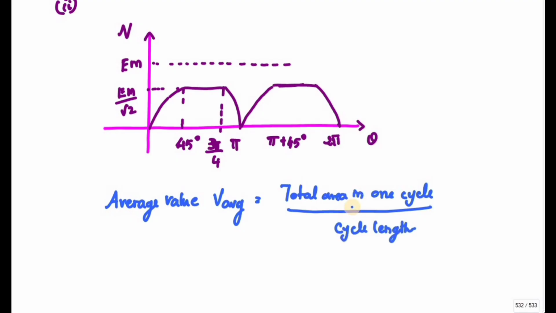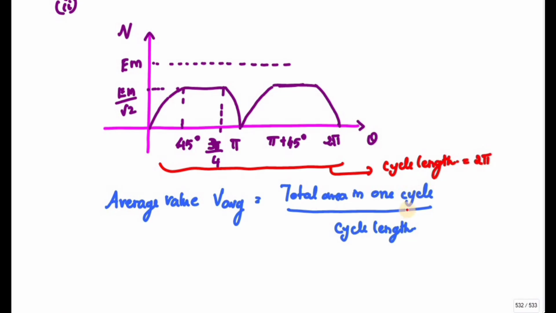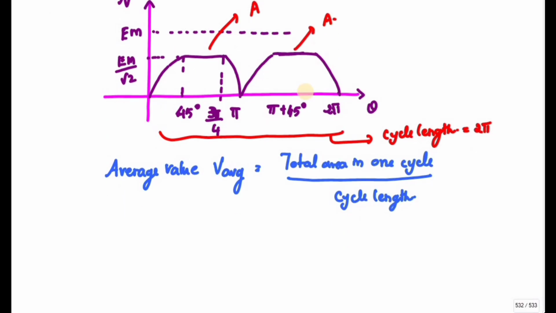So here, if you analyze the waveform, you have a signal from 0 to 2 pi. So here the cycle length is 2 pi. And you can see both halves of the waveform are the same, from 0 to pi and from pi to 2 pi. If this is area A, then for this one also the area will be A. So I can write the total area is equal to 2A divided by 2 pi. So the 2 gets cancelled out, giving the value A divided by pi.